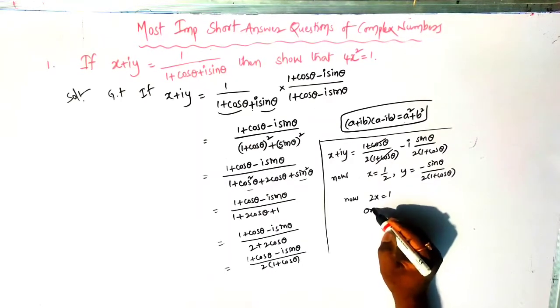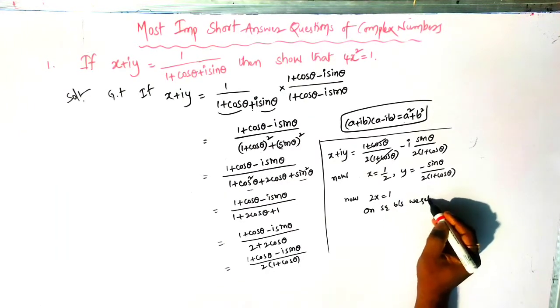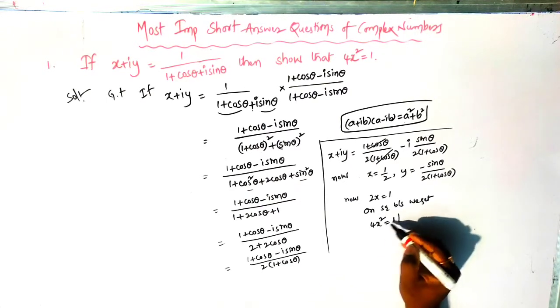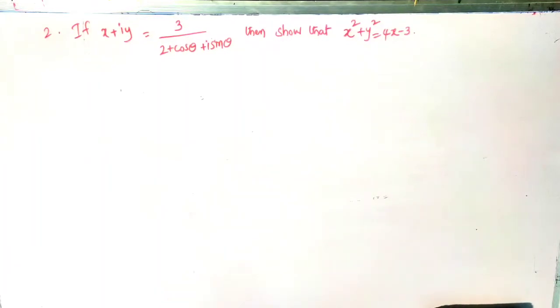On squaring both sides, what do we get here? 4x square is equal to 1. 4x square equals 1. This is the answer. Right, next, second question.